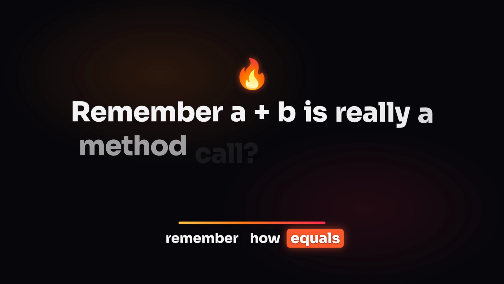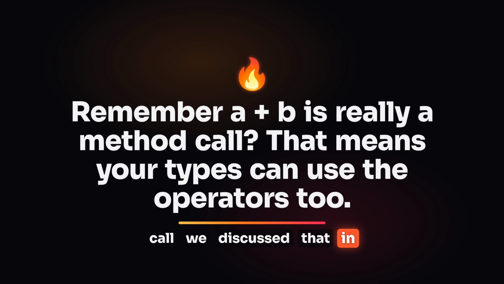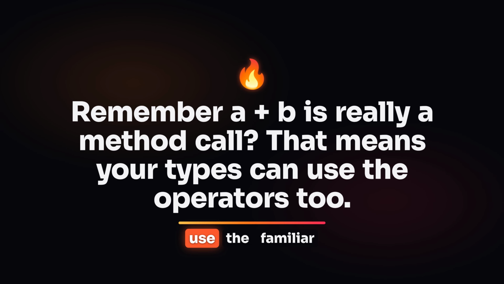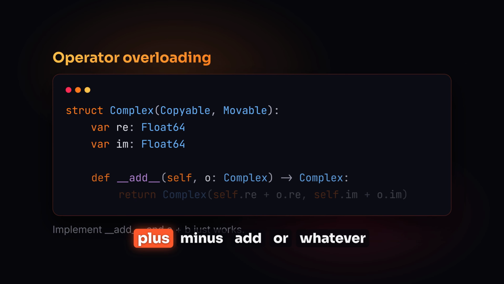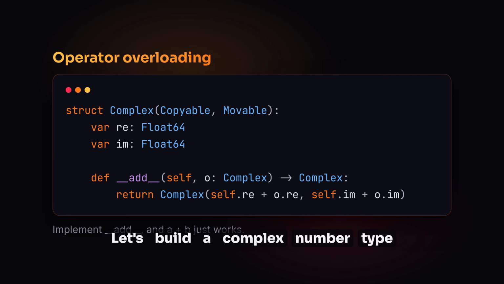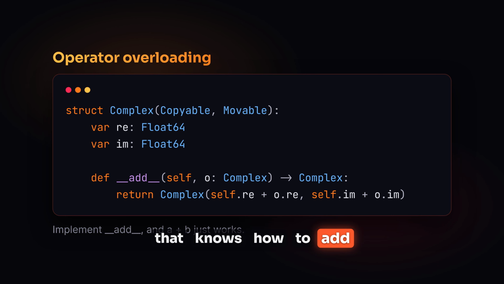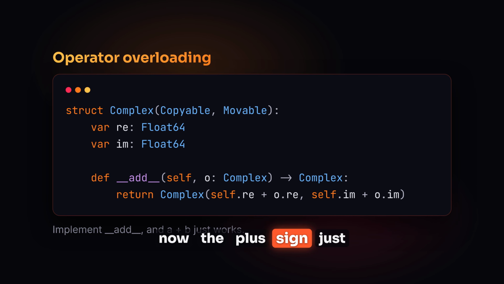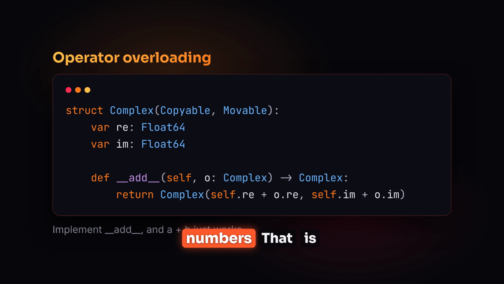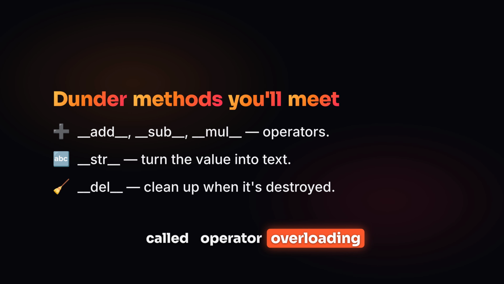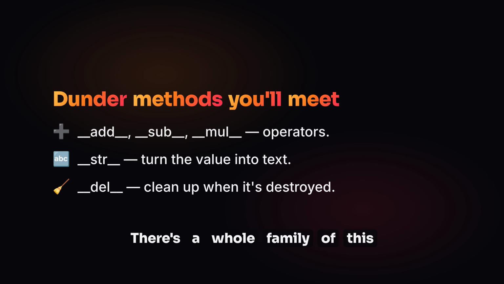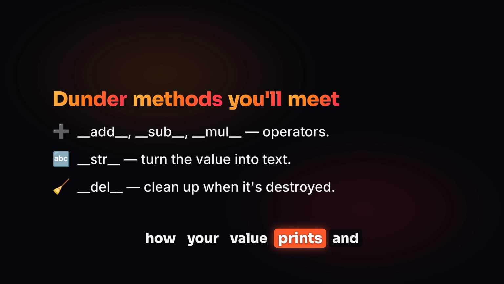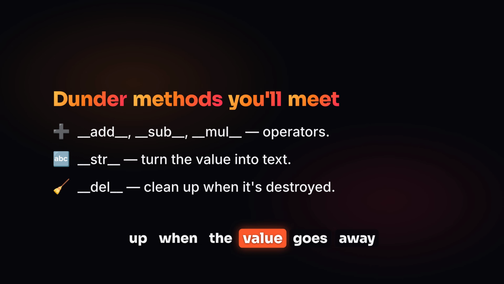So remember how a plus b is really a method call. We discussed that in previous episodes. That means you can teach your own types to use the familiar operators too, like plus, minus, or whatever. Let's build a complex number type that knows how to add itself. Here we implement the add dunder method, and now the plus sign just works on two of the complex numbers. That is called operator overloading. There's a whole family of these. Add, subtract, multiply for the operators, a string method to control how your value prints, and a destructor that cleans up when the value goes away.